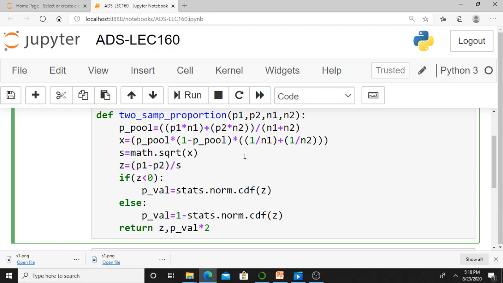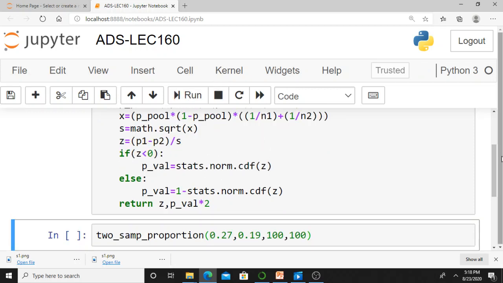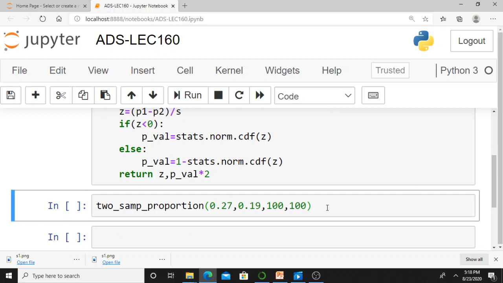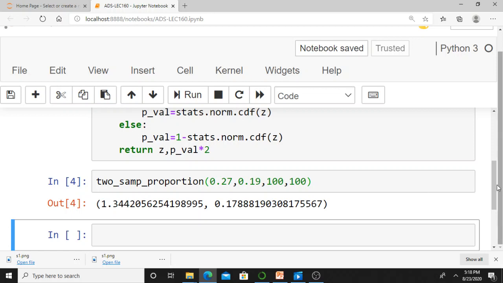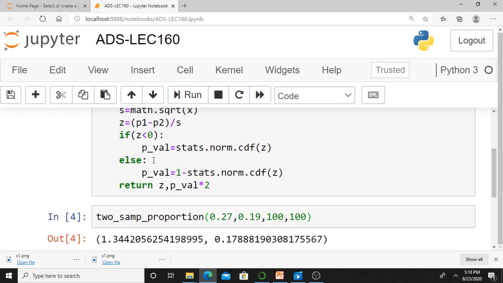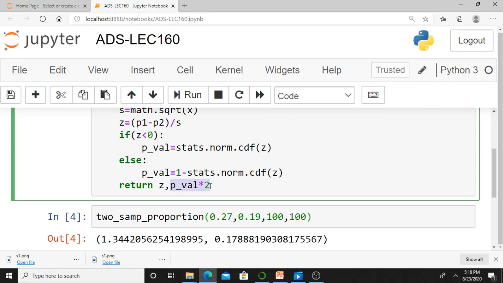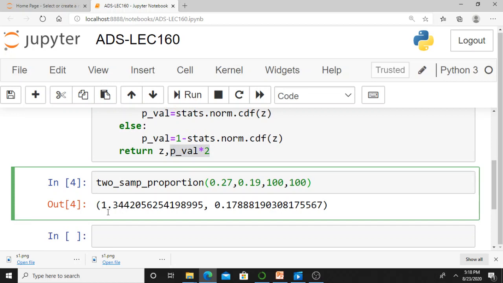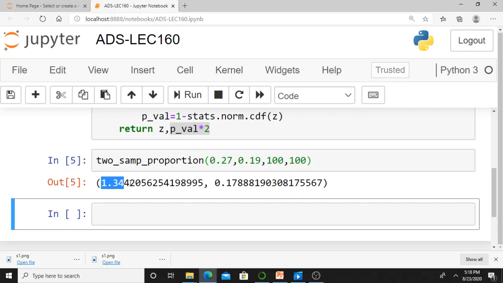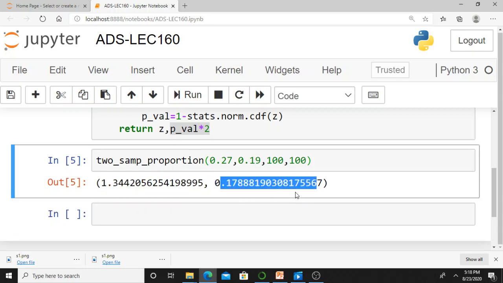If Z is less than 0, what you have to do? I already discussed. That is the CDF function, it will calculate. It must depend on the Z value. If Z less than 0, p_value equals stats.norm.cdf of Z. Else if Z is greater than 0, you subtract from 1 and multiply with 2. Why? Because it is a two-tailed test. Anyway, I just executed this and I have got this. You can run it again. 1.34 is my Z value and this is my P value.